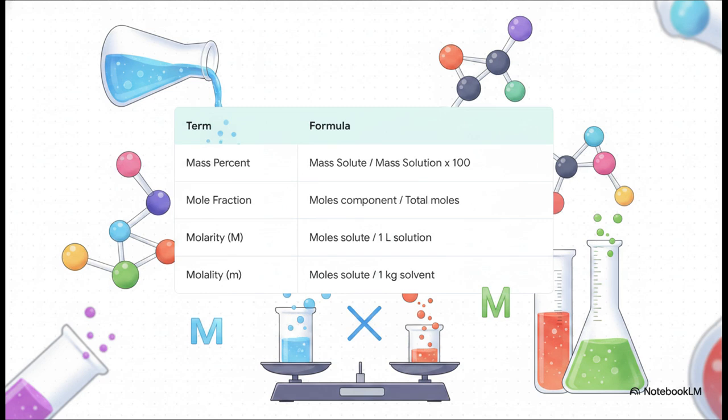Then we have mole fraction, usually represented by a big X, which is just the moles of one single component divided by the total moles in the whole mixture. And finally, the heavy hitters: molarity with a capital M, which is moles of solute per 1 liter of solution, and molality with a lowercase m, which is moles of solute per 1 kilogram of solvent.